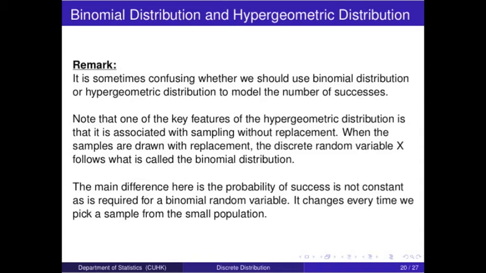To distinguish binomial distribution and hypergeometric distribution, it's easy to feel confused about whether we use binomial distribution or hypergeometric distribution to calculate. The main difference of hypergeometric distribution is that it is sampling without replacement. It means the probability of success is not constant. It changes every time we pick a sample from a small population. When the samples are drawn with replacement, the discrete random variable X follows the binomial distribution.